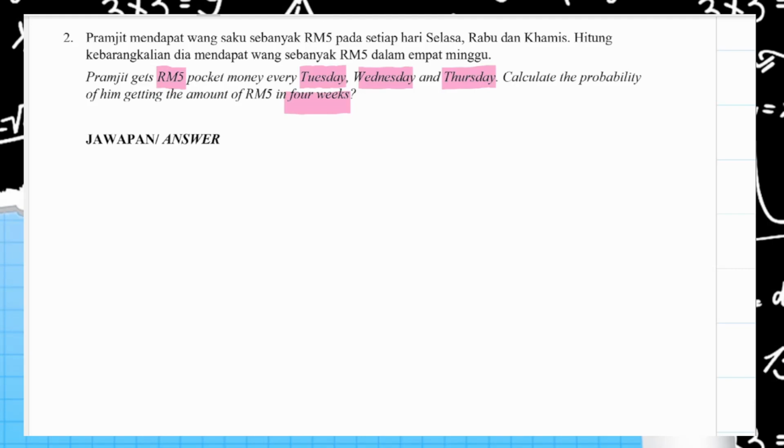So our event is 3 times 4. Why 4? 3 for 3 days and 4 for 4 weeks. So 3 times 4 equals 12. Then we find the total, the value for the sample space, because the probability is equal to event over sample space.